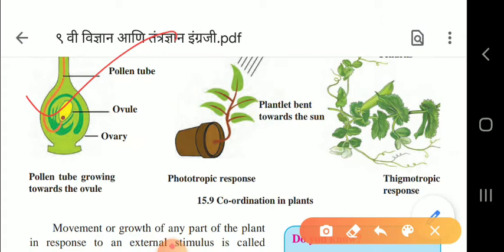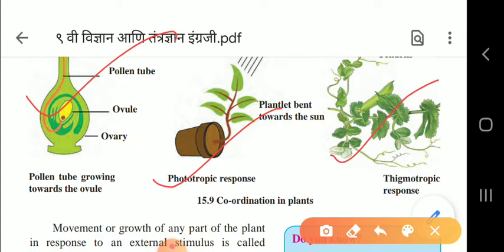Now the next one is the phototropic response. The second one is the phototropic response. In phototropic movement, the shoot, meaning the stem portion of any plant, responds to the light stimulus, that means it grows toward the source of light. So the movement shown by a plant toward the source of light is called phototropic movement. Photo is related to light. Then here you can see the thigmotropic response, the third one. So in this way different types of movement are there.